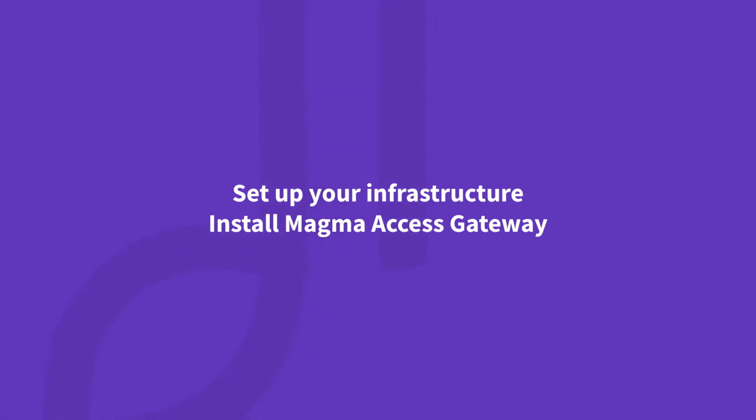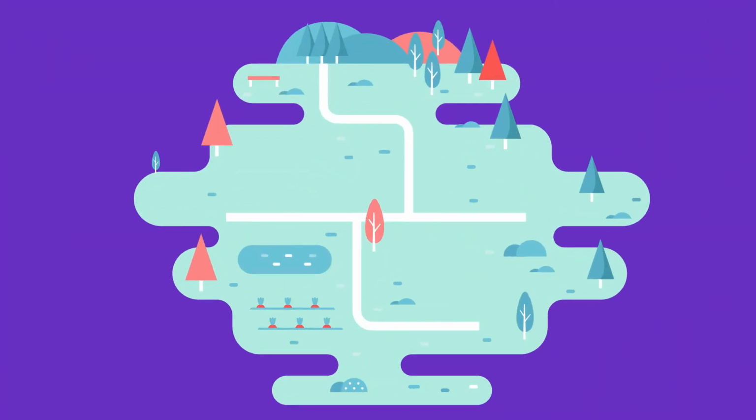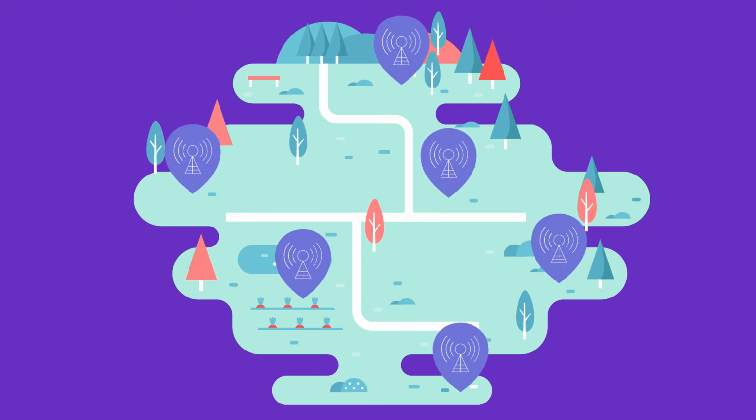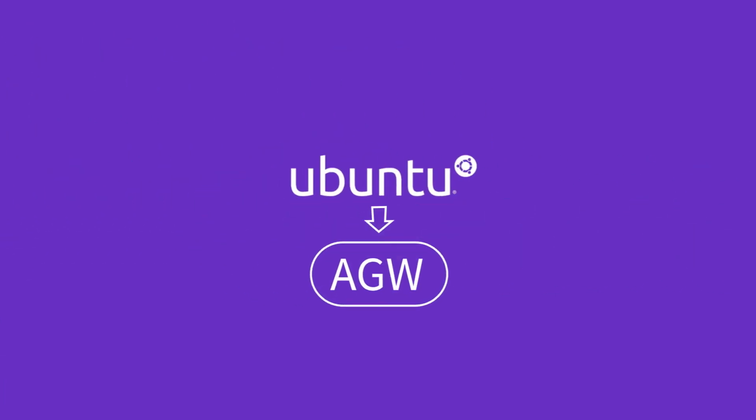We'll start with your infrastructure setup. We'll assume your cell antennas and eNodeBs are up. Let's get started by installing the Magma Access Gateway on your server. Install the Ubuntu operating system on your Access Gateway device.